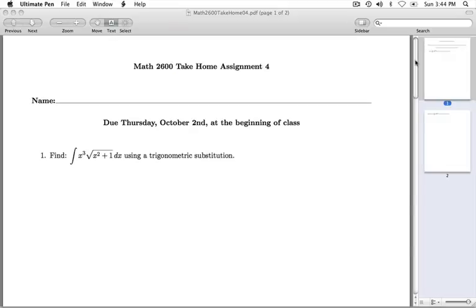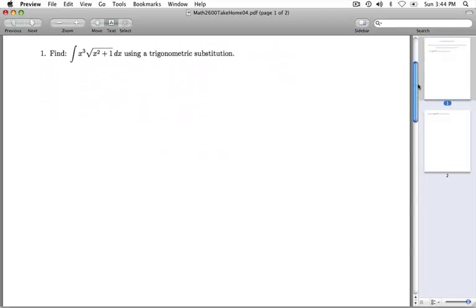Hi folks, this is Calc 2 Take Home 4. We're asked to find this integral using a trigonometric substitution.